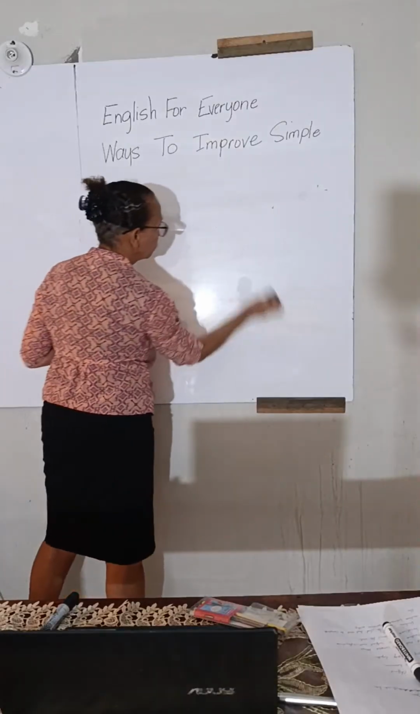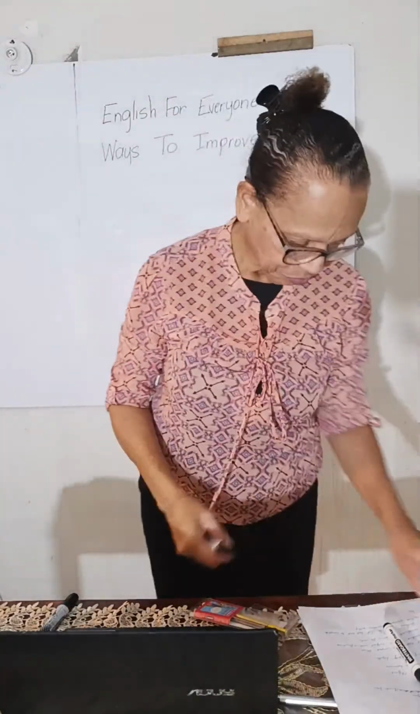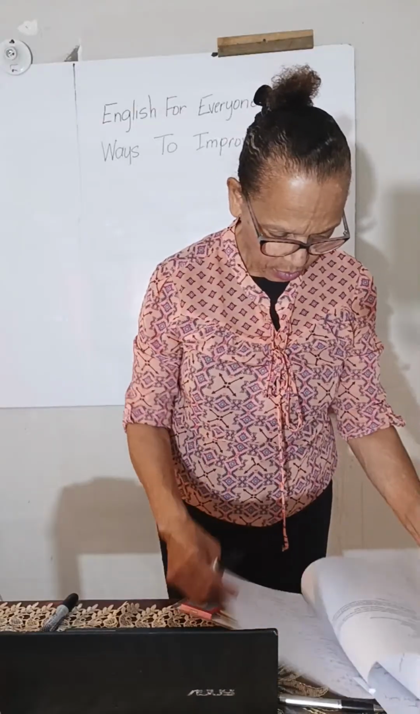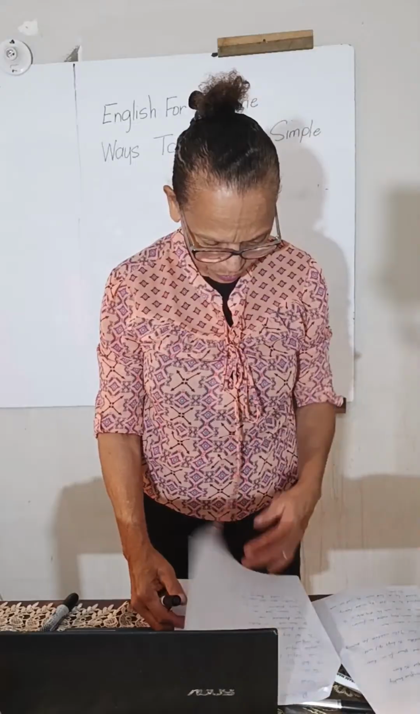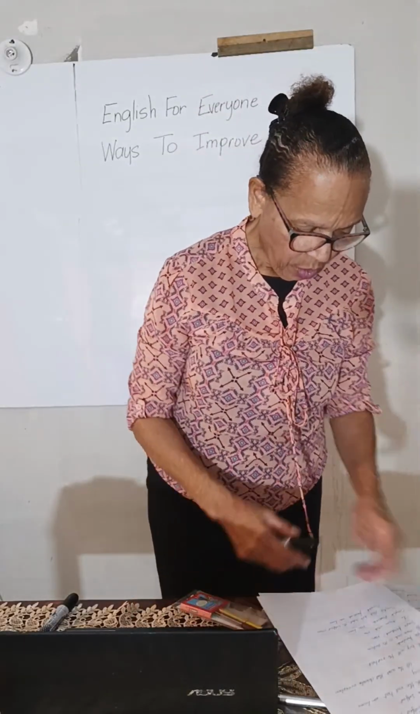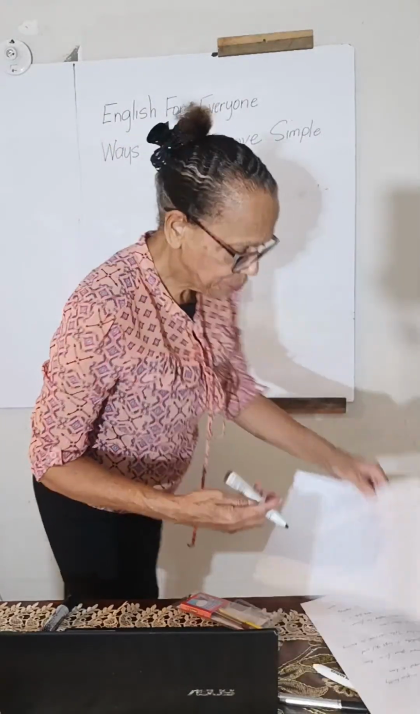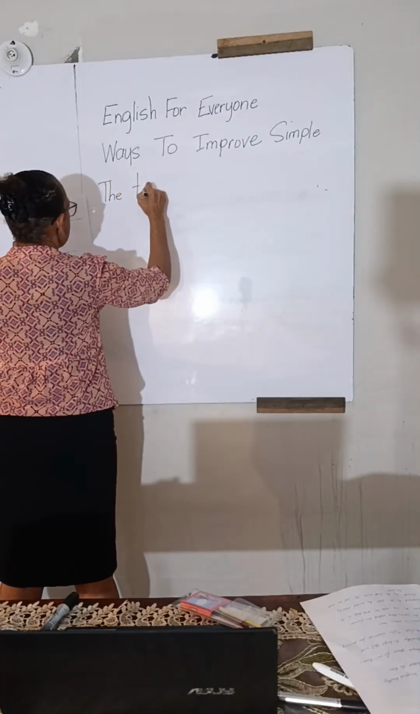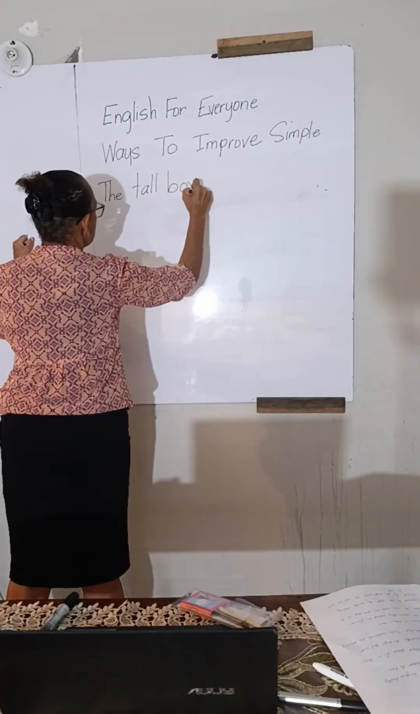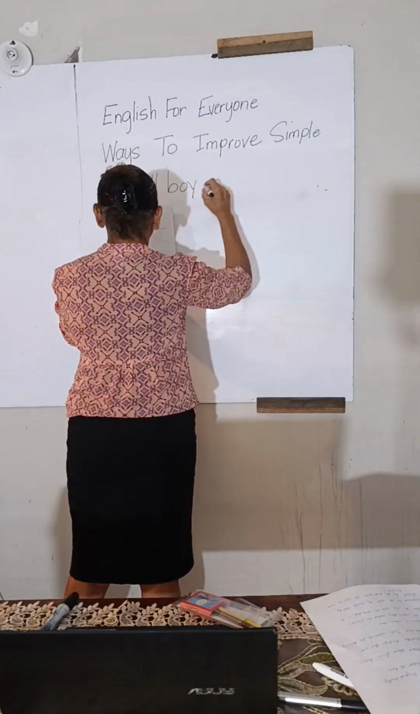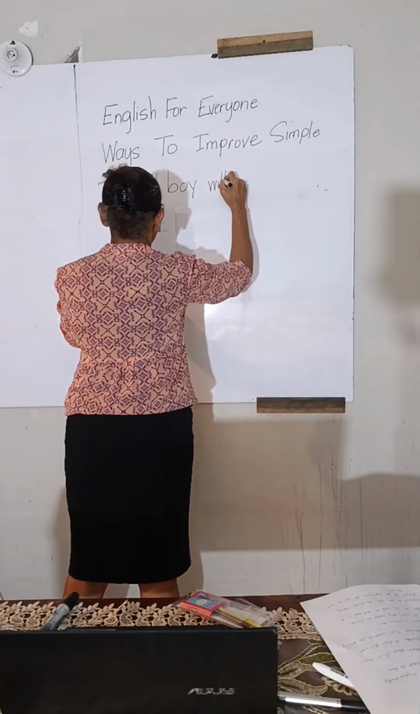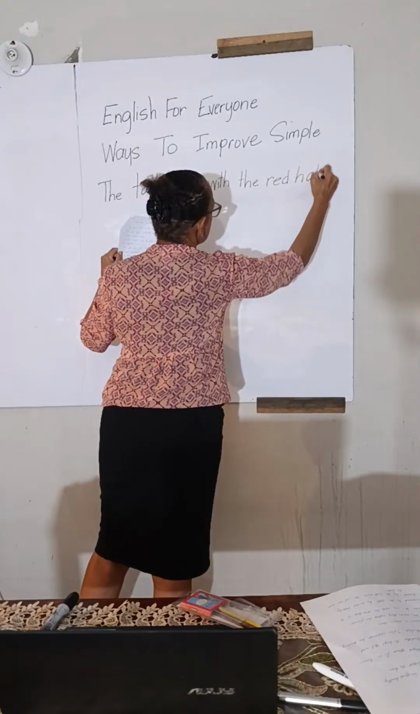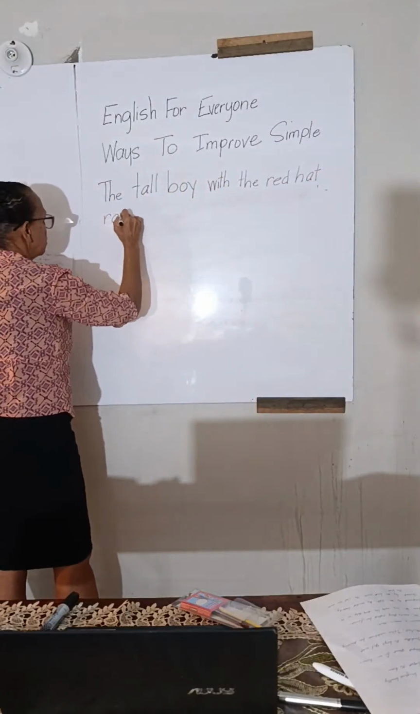All right. We're going to look at a sentence. Let's look at this sentence. The tall boy with the red hat ran home.